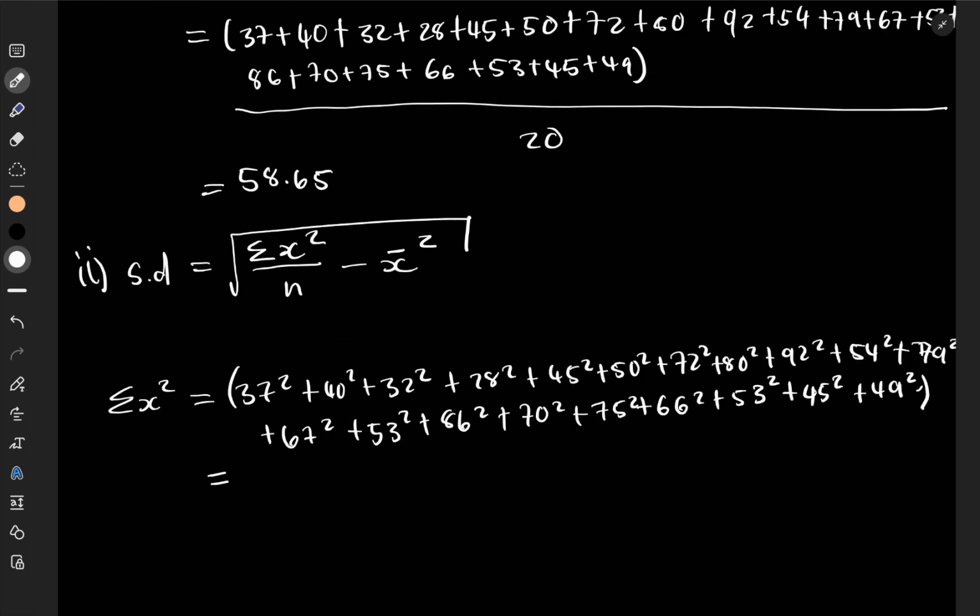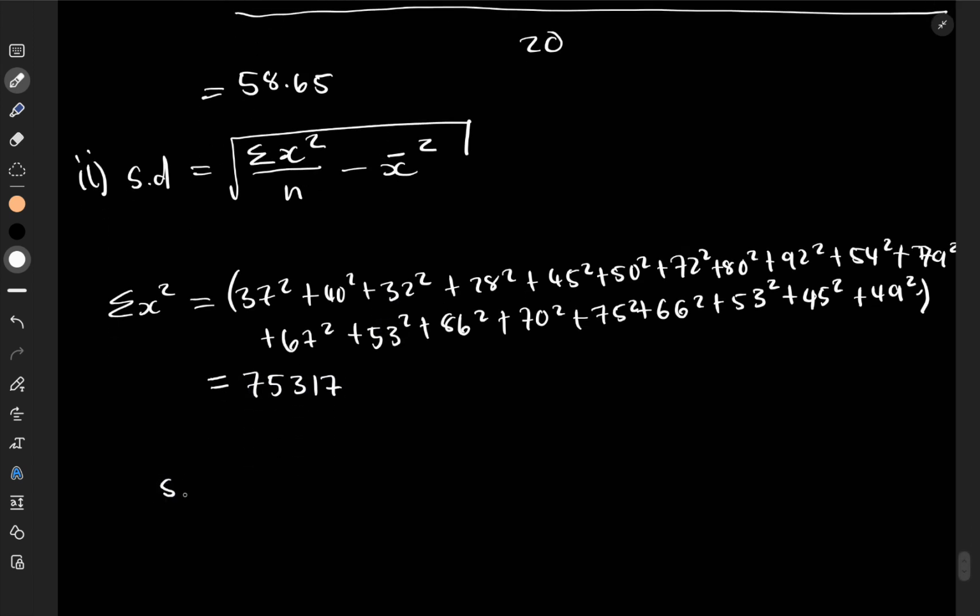We say 37 squared plus 40 squared plus 32 squared plus 28 squared plus 45 squared plus 50 squared plus 72 squared plus 80 squared plus 92 squared plus 54 squared plus 79 squared plus 67 squared plus 53 squared plus 86 squared plus 70 squared plus 75 squared plus 66 squared plus 53 squared plus 45 squared plus 49 squared. You get 75,317.